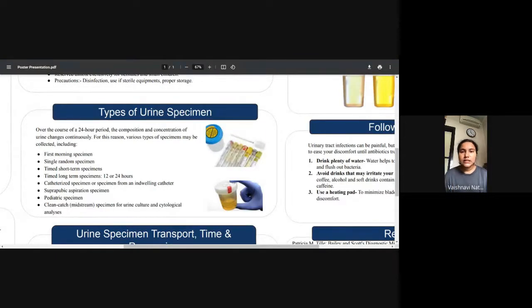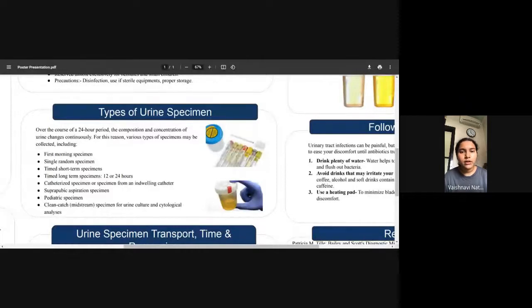The second is the single random specimen. These can be taken at any time of the day or night. Then the third one is the timed specimens. Timed specimens range from short term 2 hours to long term 12 or 24 hours collections. Then there's a catheterized specimen or specimen from an indwelling catheter. Catheterized specimens are taken when the patient is bedridden or cannot urinate properly.